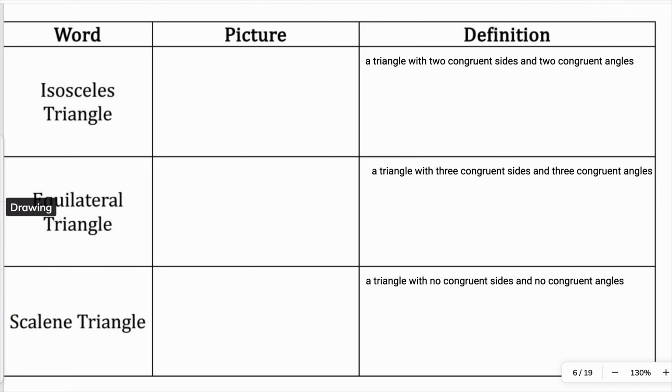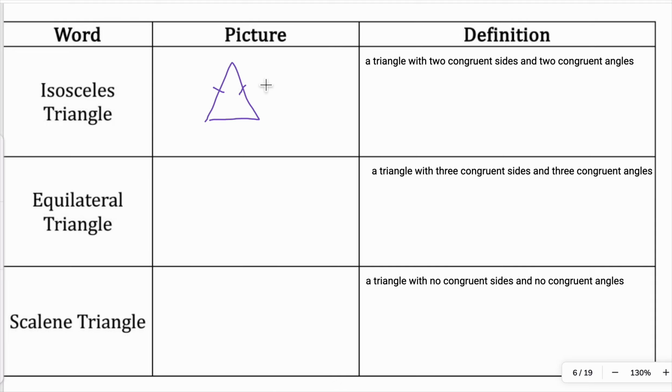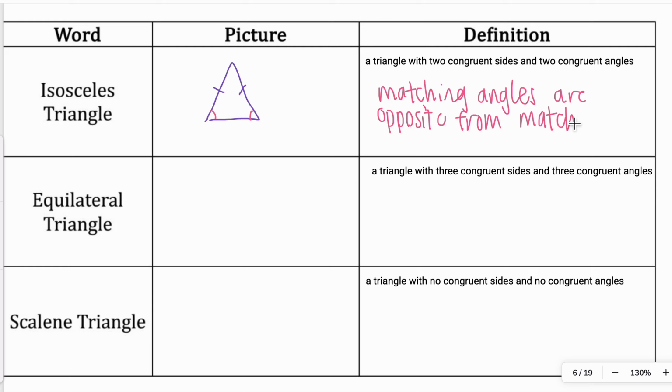So now let's draw a picture to show what those look like. An isosceles triangle, in order to know that it's isosceles, you would have two legs marked with the same tick mark or the same measure. And then you also may have two angles that have the same arc. Notice that the matching angles are opposite from the matching sides.